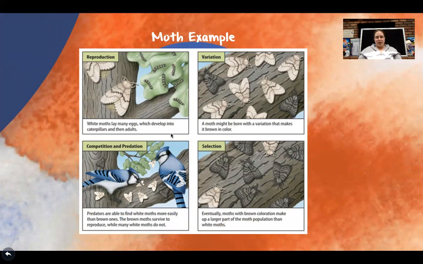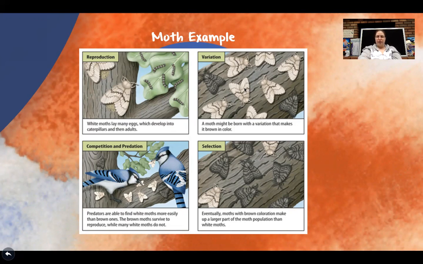It's also an example with moths. Now here we see that the moths lay eggs, the eggs develop into the caterpillars, and the caterpillars will develop into the moths. Now the moths actually come in two variations, white and dark.